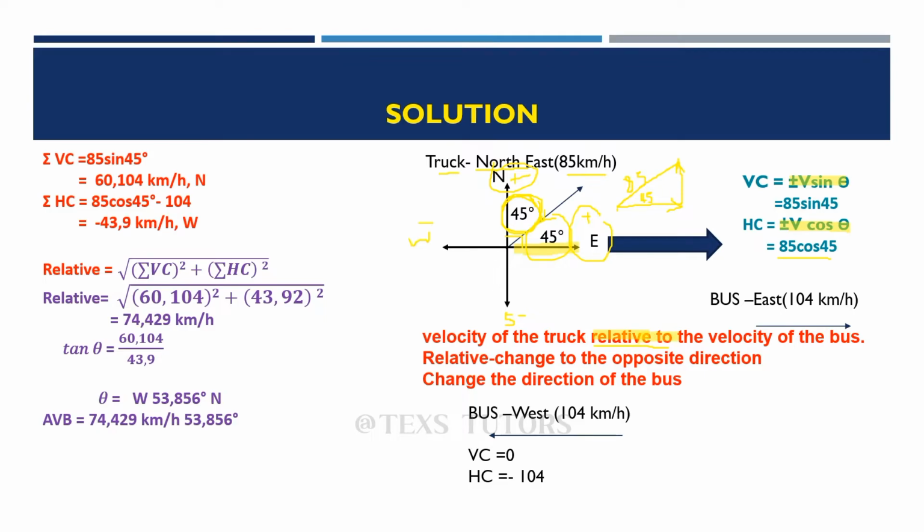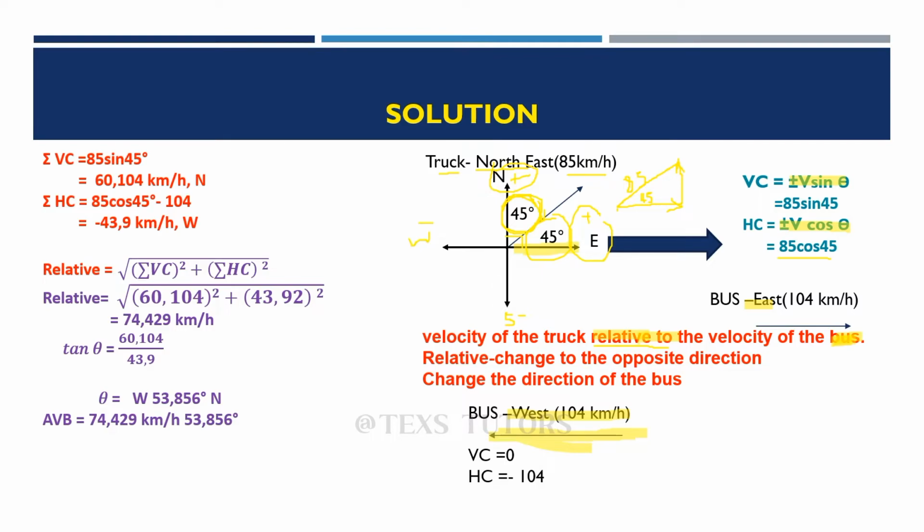So in this case, it says find the velocity of the truck relative to the velocity of the bus, which means in this case, I need to change the direction of the bus. The bus was originally moving east. If I move it to the opposite side, it means the bus is now going to go west. So the direction I'll be using for the bus in this calculation is going to be west, because it says relative to the velocity of the bus, which means the direction of the bus needs to be changed.